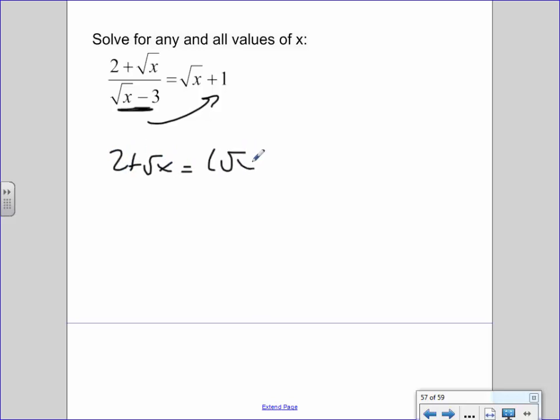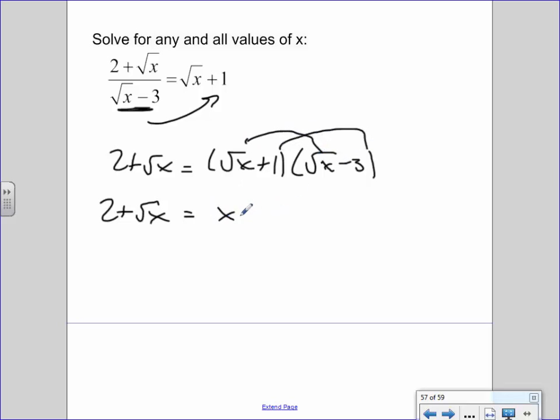And now this sucks because I have to FOIL this mess. Ugh. So, all right, here we go. This is 2 plus root x. It equals, okay, this one times this one here is literally x. That one there gives you minus 3. This one here will give you root x. And that one will give you negative 3 root x.